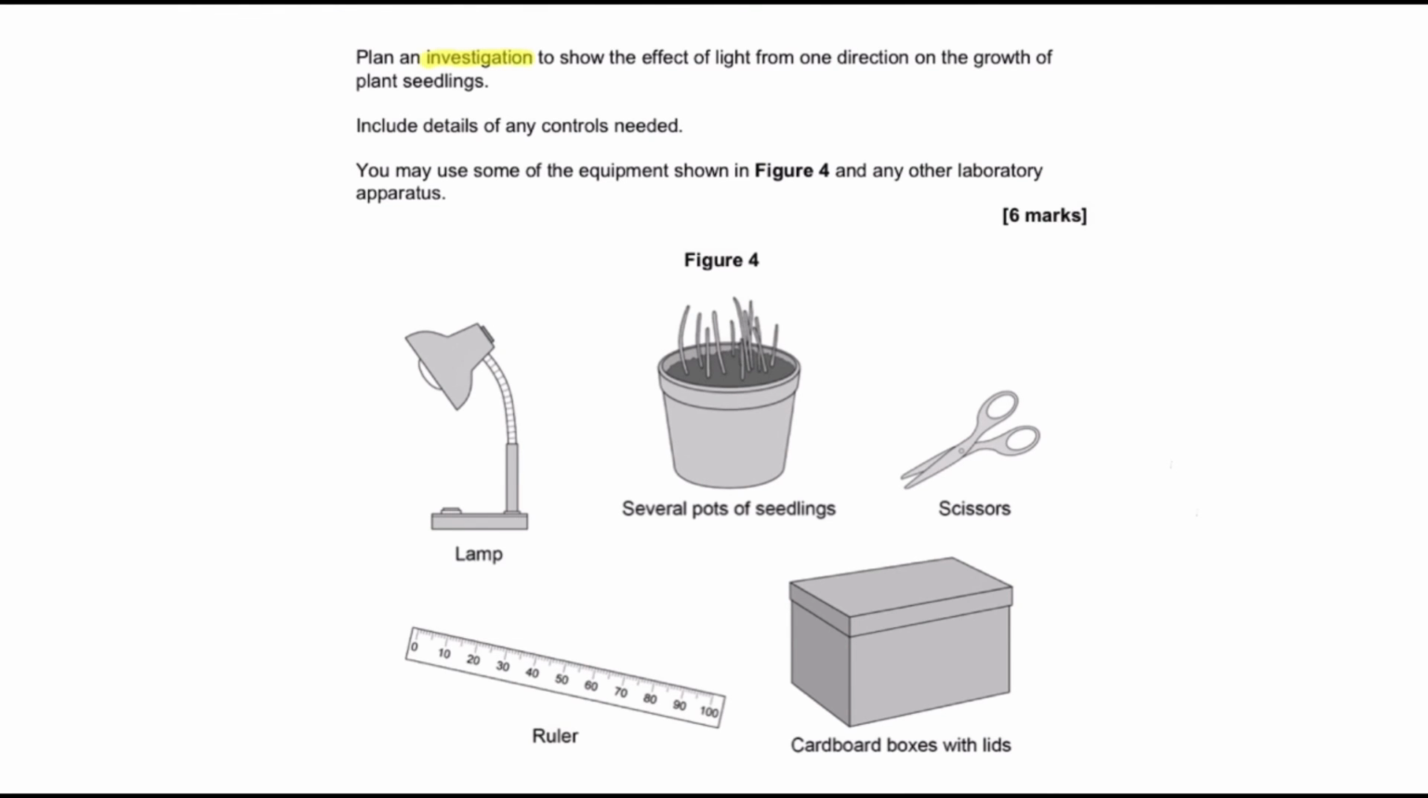Plan an investigation to show the effect of light from one direction on the growth of plant seedlings. Include details of any controls needed. You may use some of the equipment shown in figure 4 and any other laboratory apparatus. And this question is worth 6 marks. So here we have figure 4, we have a lamp, several pots of seedlings, some scissors, a ruler, and we have cardboard boxes with lids.